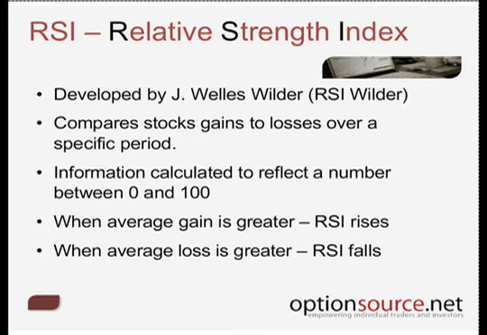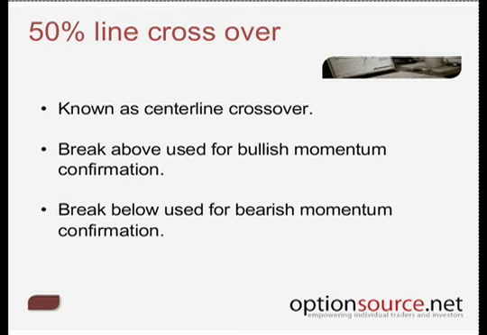What we also do is add what's known as a 50% line. This particular mechanism for identifying directional bias is known as a center line crossover. The idea is that if it breaks above the center line, it's showing a lot of momentum to the upside. If it's breaking below that 50% line, then it's suggesting that momentum is building to the downside.